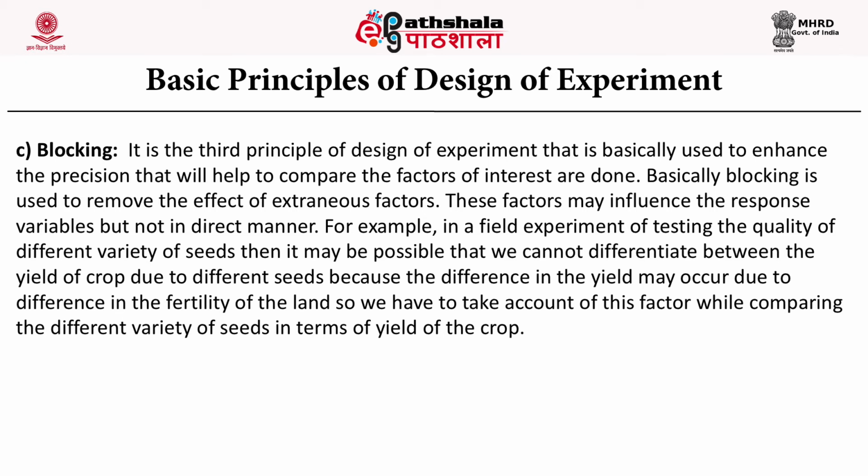These factors may influence the response variables, but not in a direct manner. For example, in a field experiment testing the quality of different varieties of seeds, it may be that we cannot differentiate the yield of the crop due to different seeds, because the difference in the yield may occur due to a difference in the fertility of the land. So we have to take account of this factor while comparing the different varieties of seeds in terms of yield of the crop.